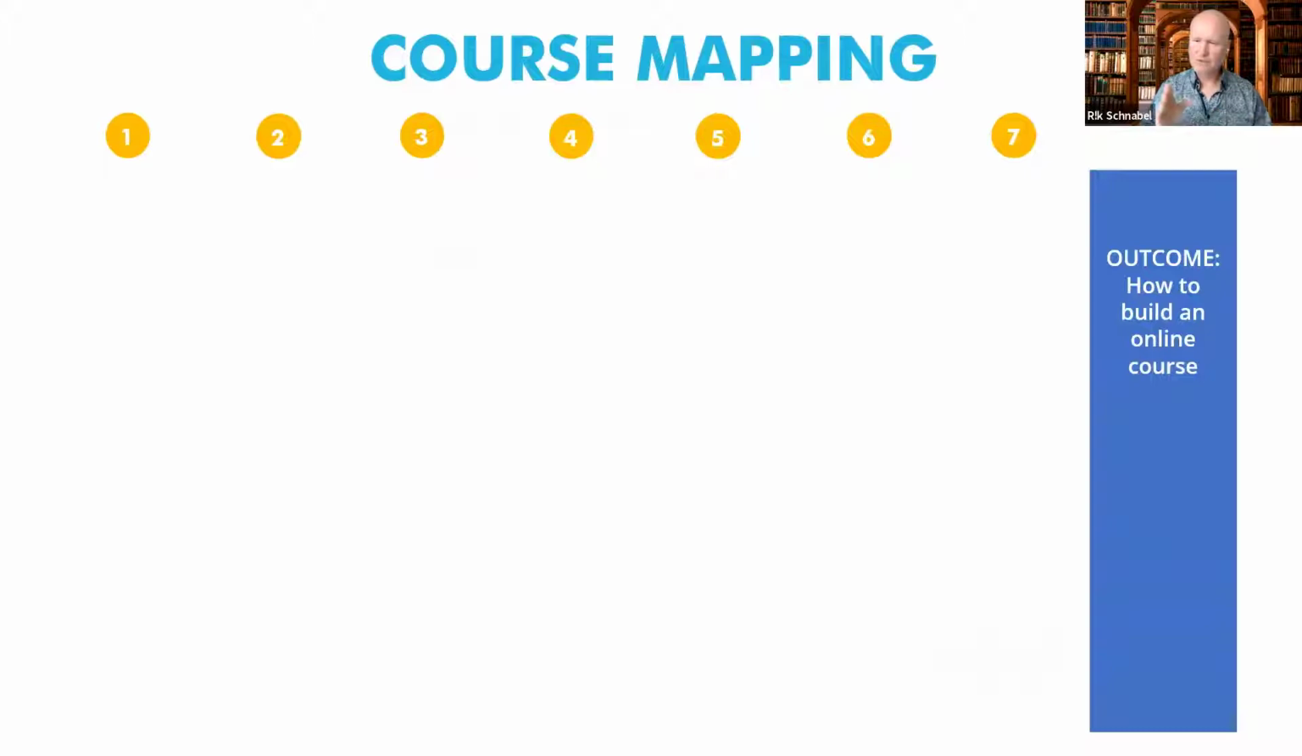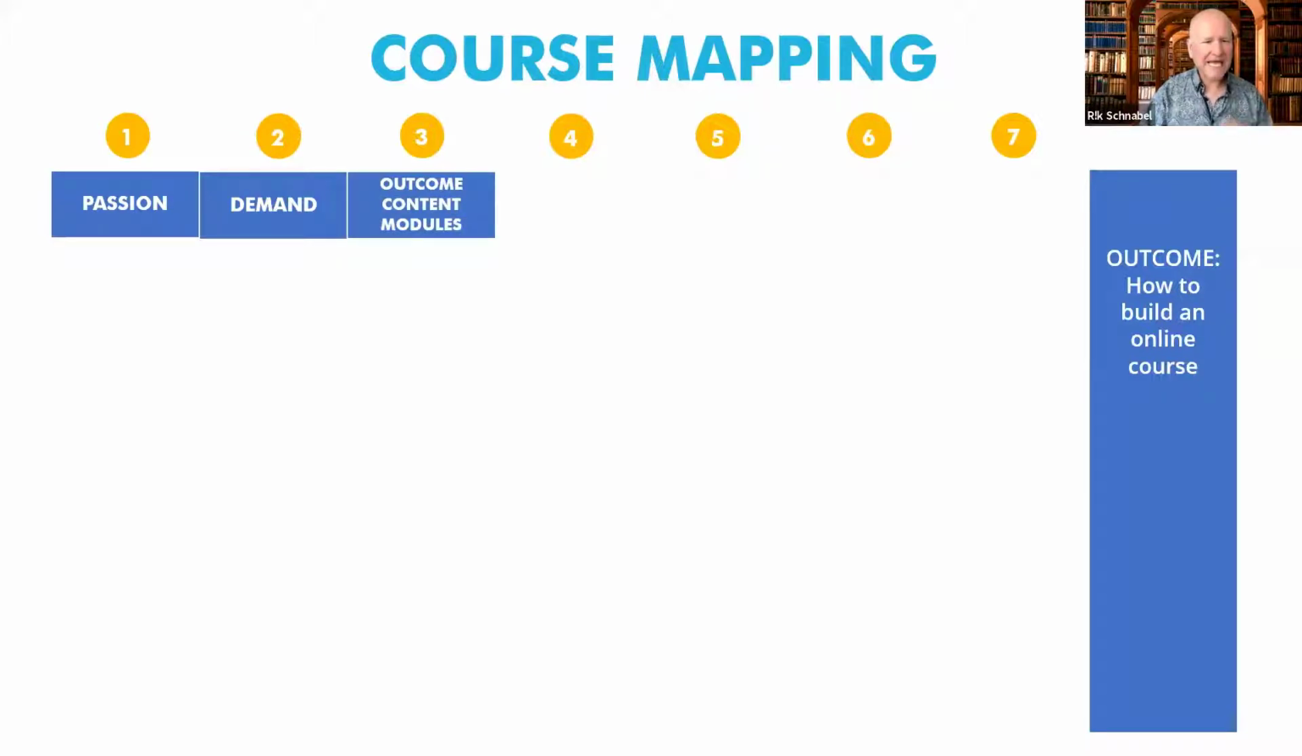So for example, the outcome here was how to build an online course. It was a very simple outcome, teaching people exactly how to build an online course and how to, of course, put it online. So we then put it into modules. So the first module is passion. The second module I've shared with you, which is demand. And we're now in the outcome, content, and modules part of the steps.